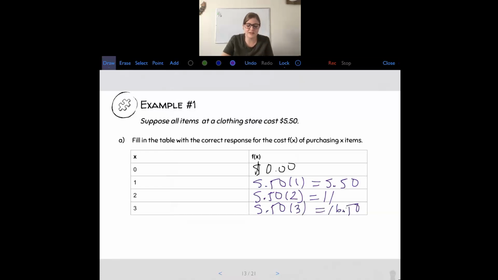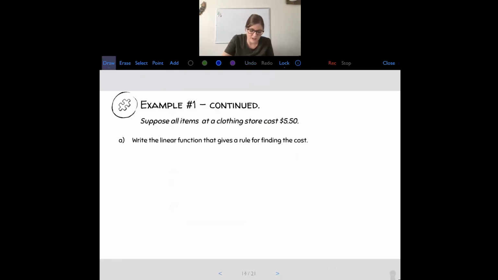Okay, and I set it up in this way because you can start to see an equation forming. If I replace the number of items with x, I have a formula to find out the cost of purchasing x items. Okay, we take the cost per item times number of items, and that would give us how much we would spend.